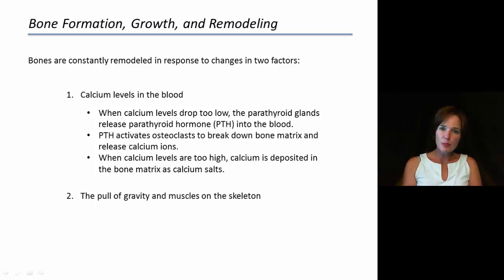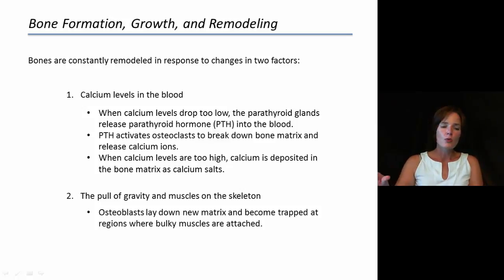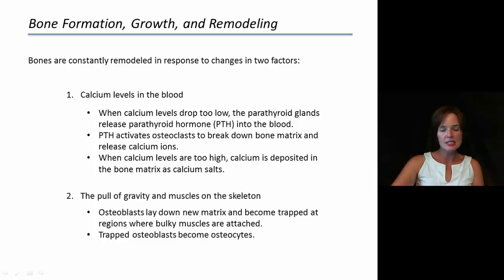Another thing that affects bone remodeling is going to be the pull on the skeleton. And this is the pull of gravity and also the pull of muscles. Osteoblasts are going to lay down new matrix and become trapped at regions where bulky muscles happen to be attached. The trapped osteoblasts are then going to become osteocytes.